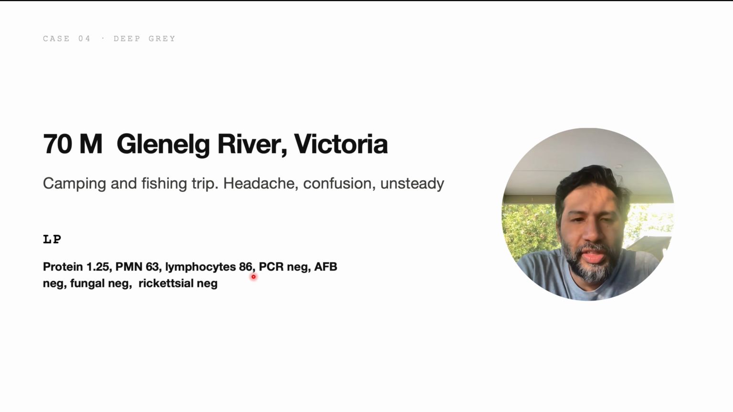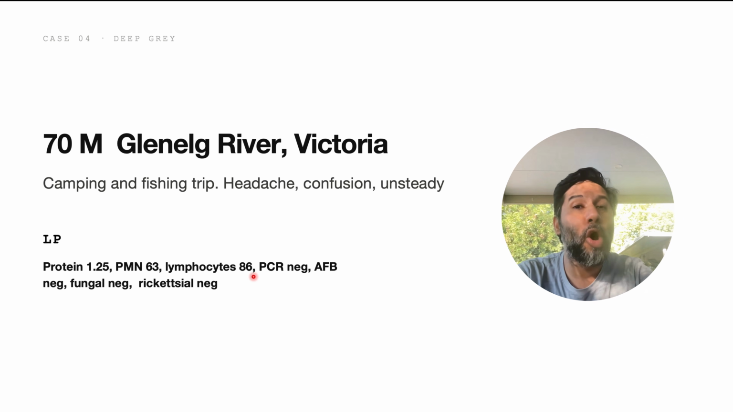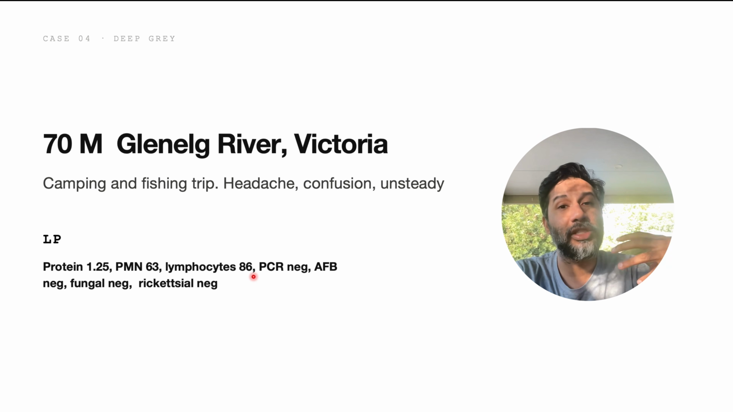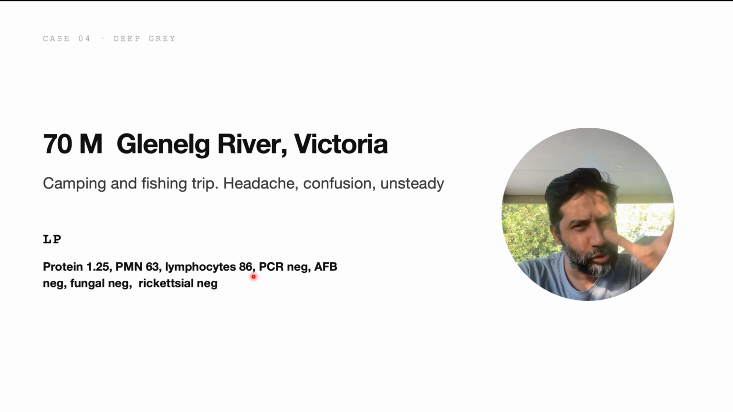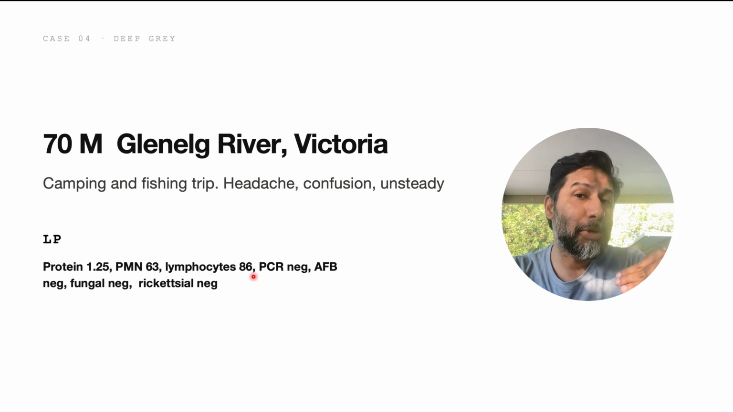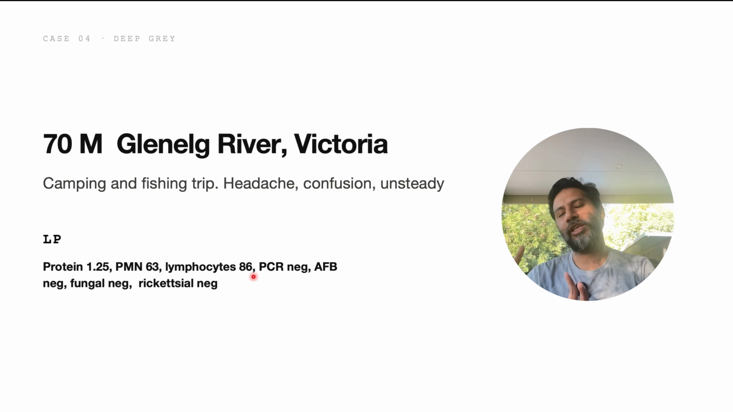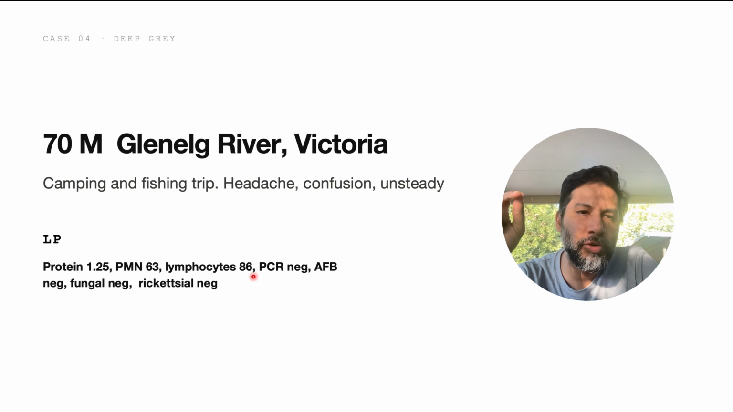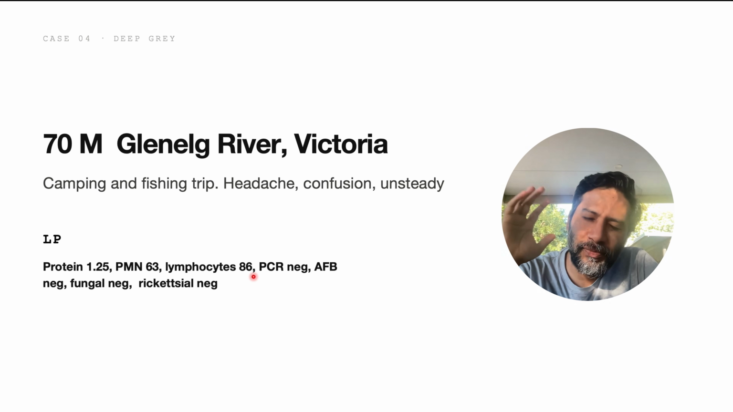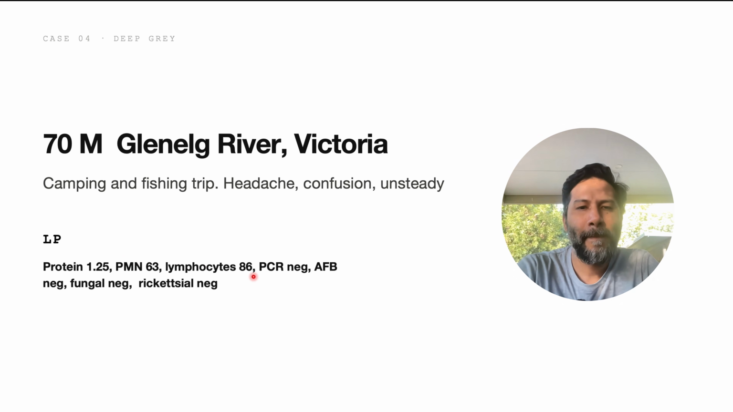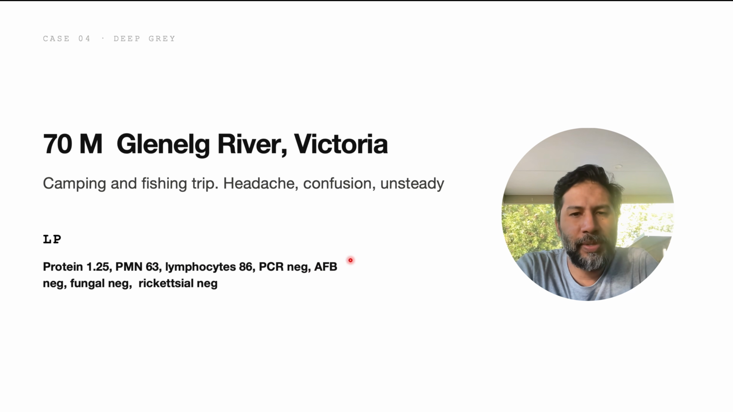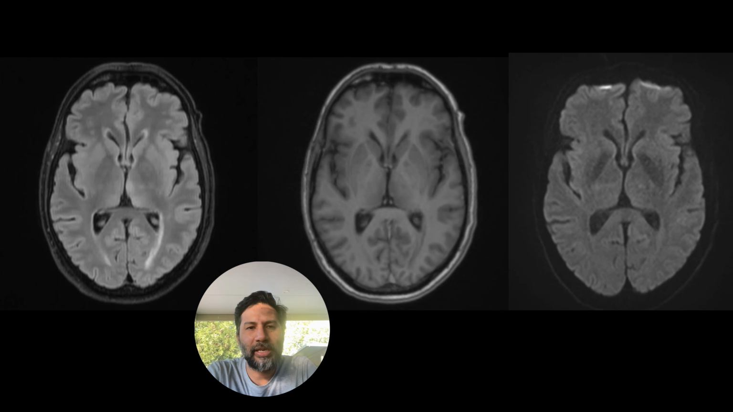General rule of thumb, if you're seeing a very high poly count in your CSF, or a decent percentage, 10, 20, 30%, we need to be thinking about infections. There are other autoimmune causes that can do it, and autoinflammatory causes, which we'll talk about in the other lecture series we do. But when you see polys, just stop for a second and think, we're dealing with an infection until I can prove otherwise. So we've got 63 polys, PCR negative, everything else comes back negative.